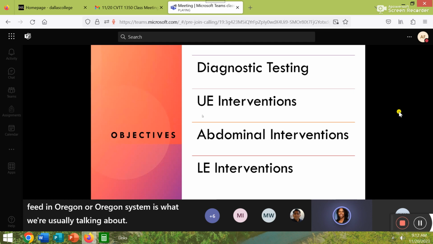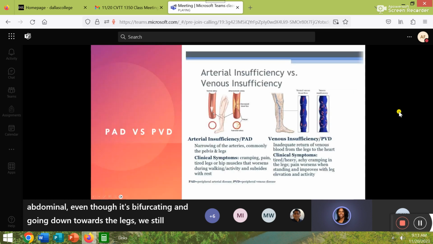Sometimes the external iliacs into the femorals, we usually include in the lower extremities. But when we're talking common iliac, because it's up in the lower torso where the reproductive organs are, we usually consider that to be a part of the abdominal. Even though it's bifurcating and going down towards the legs, we still consider that an abdominal area.